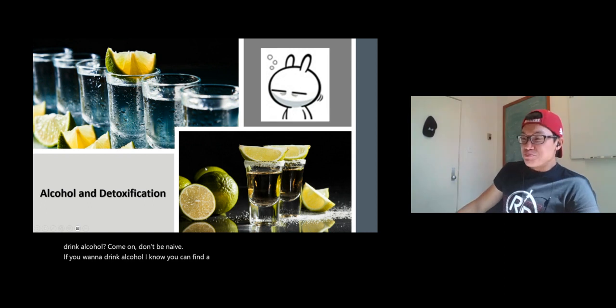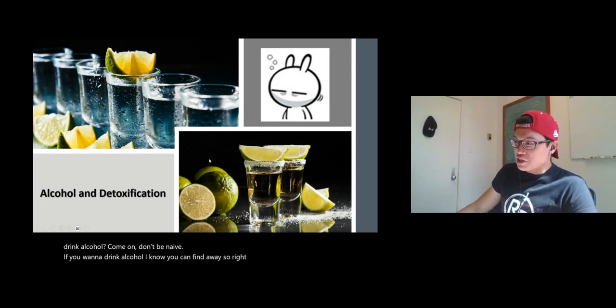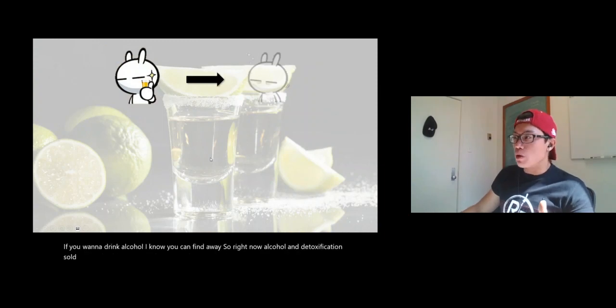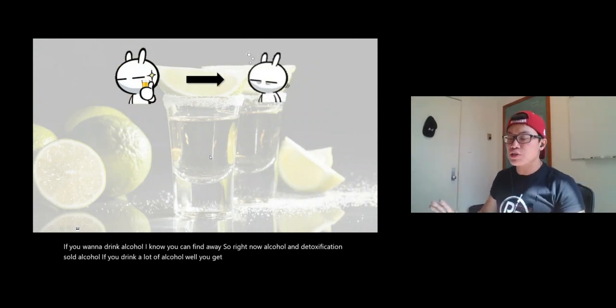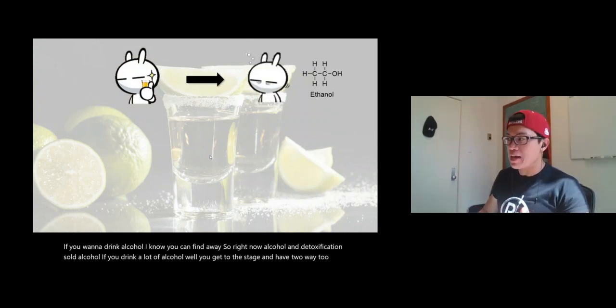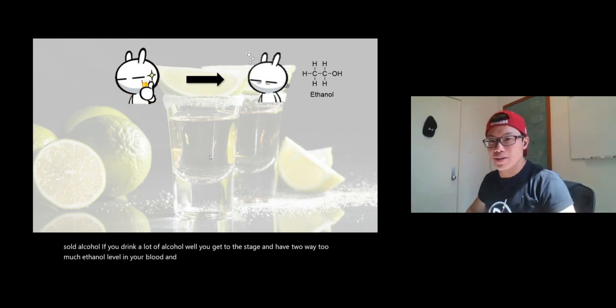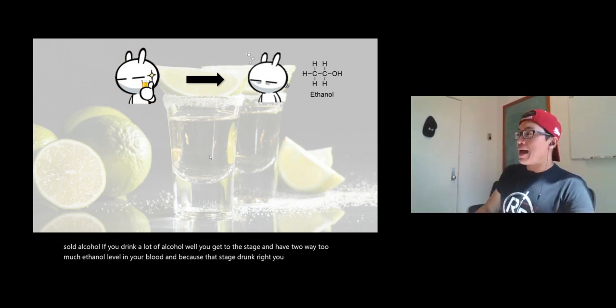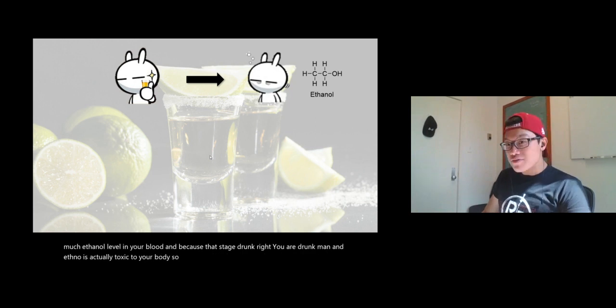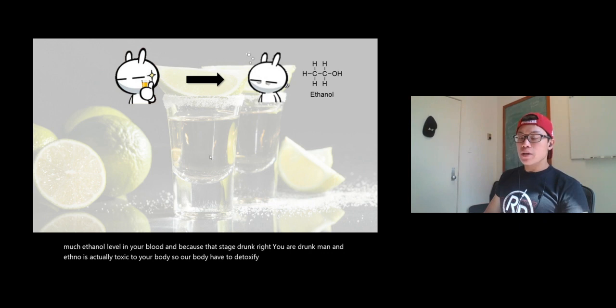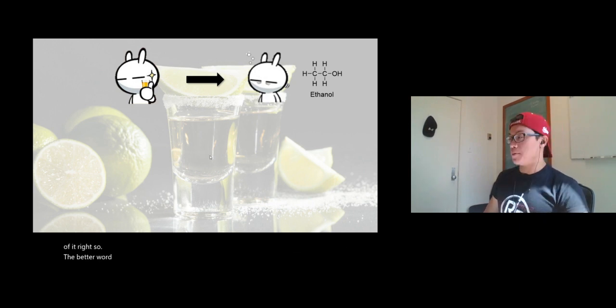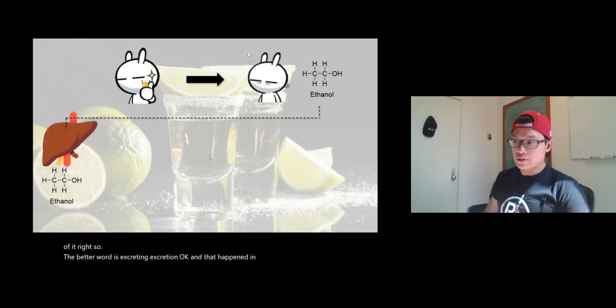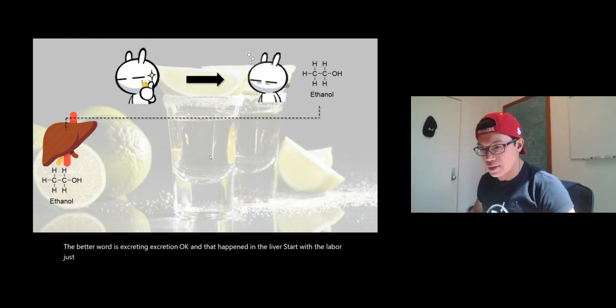Right. Now, alcohol and detoxification. If you drink a lot of alcohol, you get to the stage that you have way too much ethanol in your blood, and we call that stage drunk. And ethanol is actually toxic to your body, so our body has to detoxify it, get rid of it. The better word is excretion, and that happens in the liver. Start with the liver. It can happen anywhere, but start at the liver.